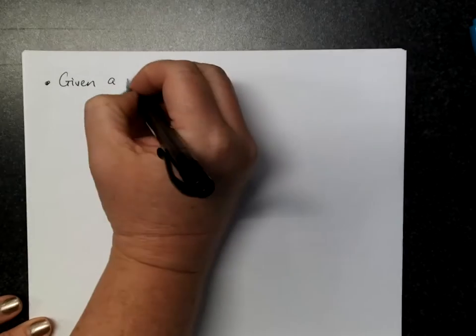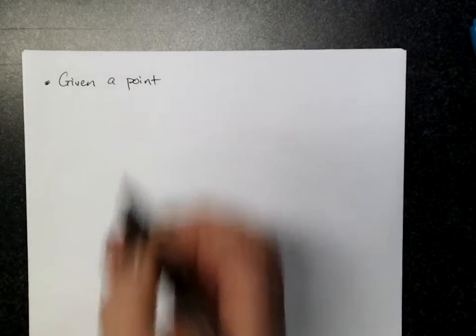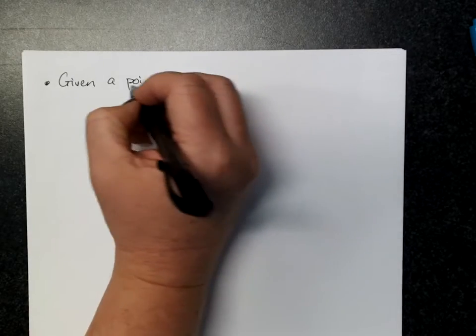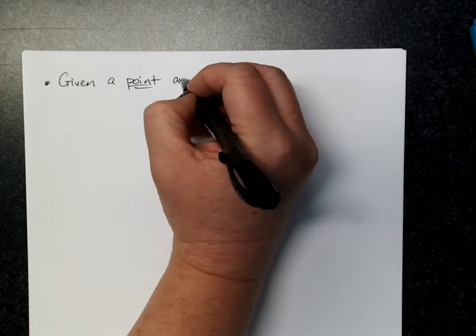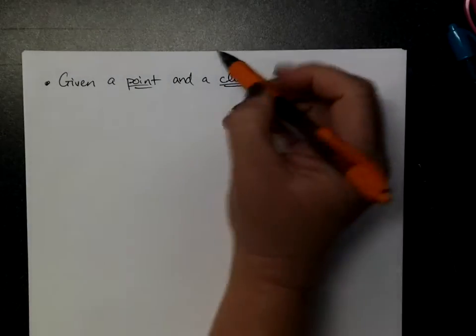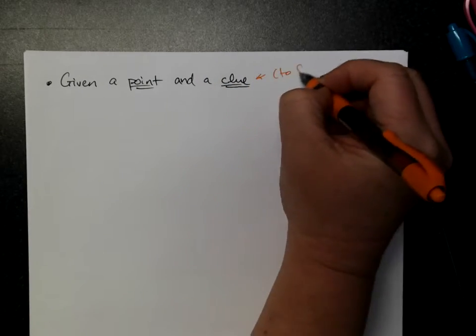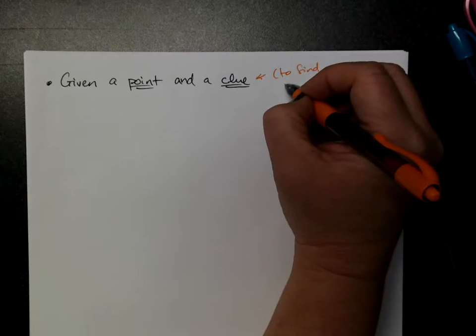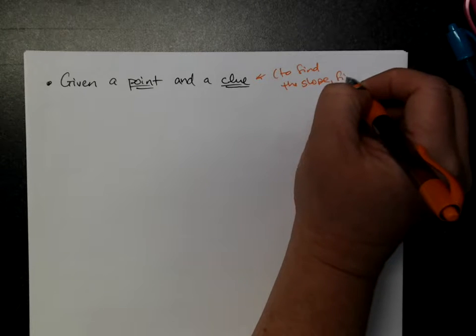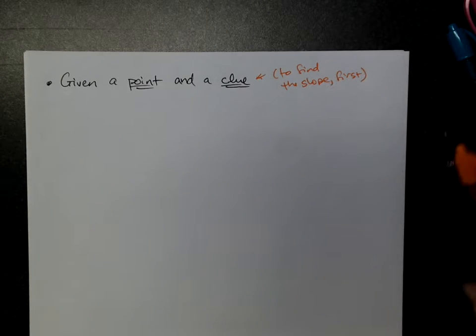So, given a point, and that point might be the y-intercept or not, but you're given some point, but instead of being given the slope outright, you're given a clue. Okay. And that clue is going to be enough for you to find the slope, which is what you do first. So you find the slope first, given that clue. Okay. So that's why you have to know a variety of ways to find slope, depending on what you're given.